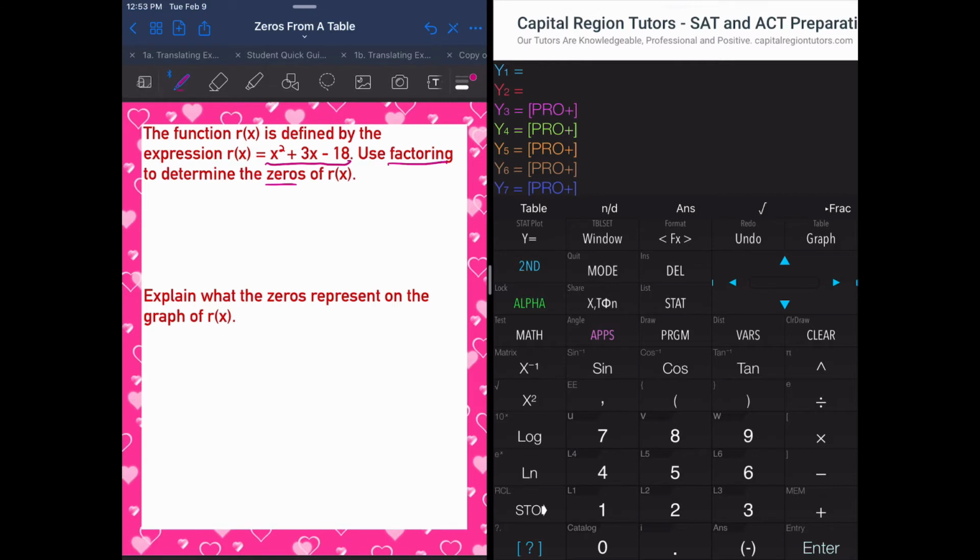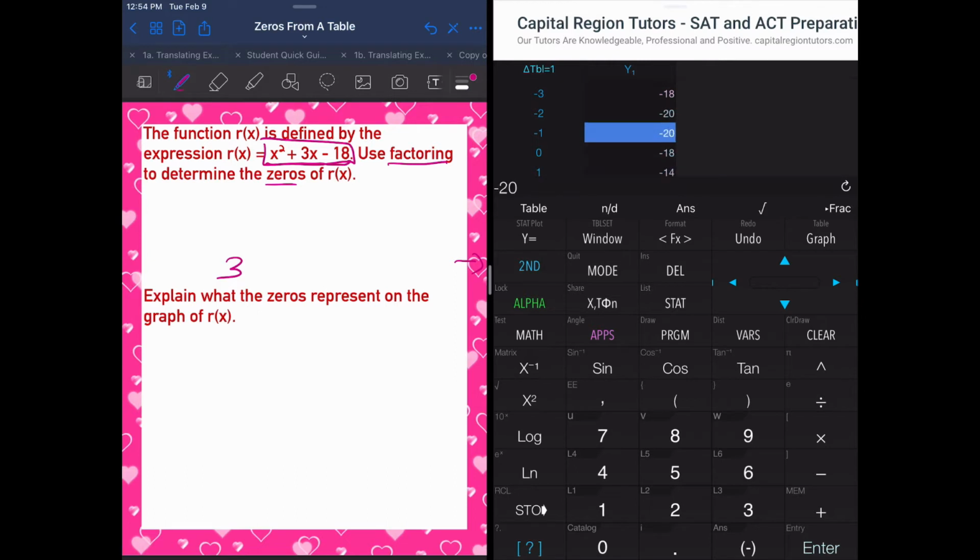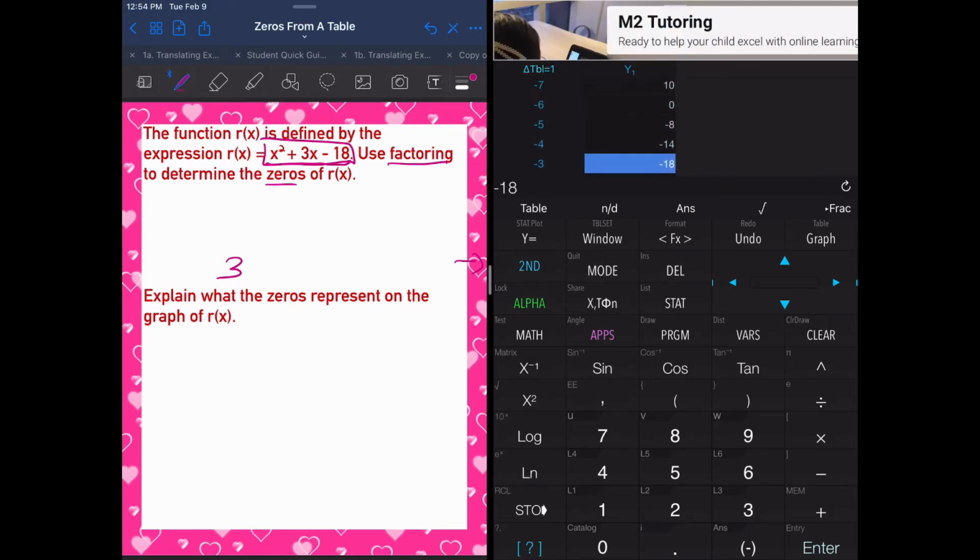We're looking for the zeros, so I type in x squared plus 3x minus 18. That's this right here. I hit second table, and I look for my zeros. What's the first zero that you see here on the screen? Well, that's 3, because when y is 0, x is 3. Let's see if we can find another one. I'm going to scroll up. You'll notice that the numbers actually repeat, and that's a good sign. That means your zero is going to be right around the corner, and there it is, -6.